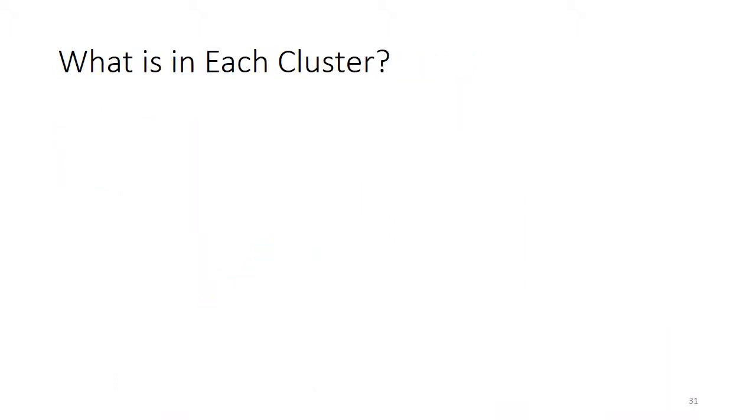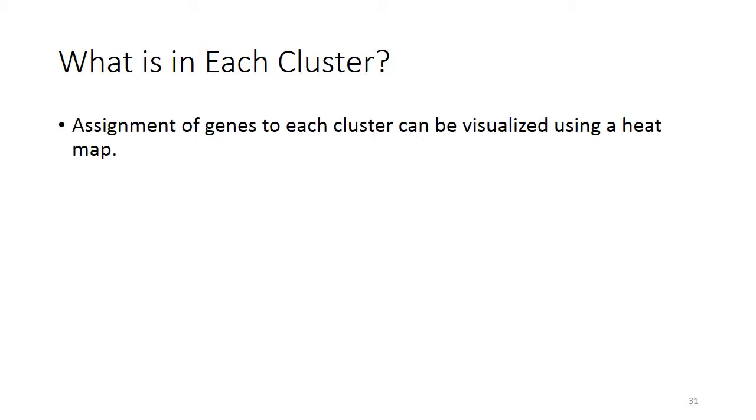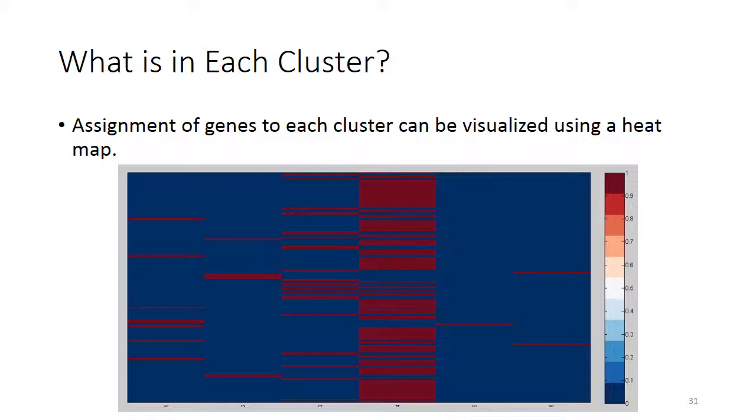So what do we know is in each cluster? Well, to find out which genes have been assigned to each cluster, we can use a heat map to see which genes are in which cluster. So where 0 is that gene isn't in that cluster, and 1 is that the gene is in the cluster, each of these small lines represents a gene.